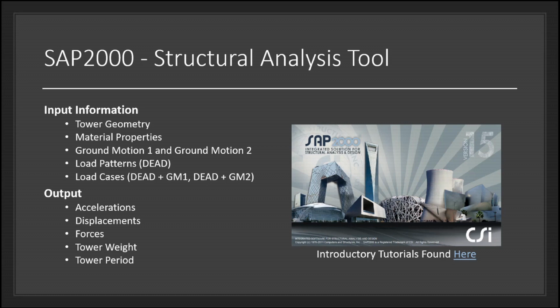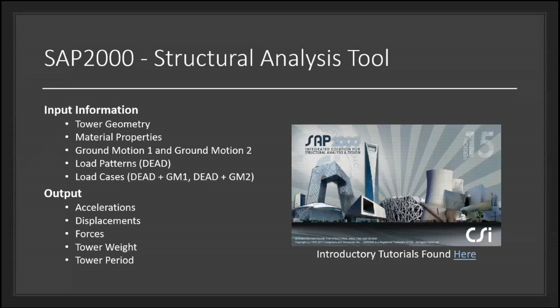So to get started, when starting a model in SAP for a tower, you need to define material properties and also draw in the geometry of the tower. So SAP 2000 allows you to define your own grid dimensions, and then you can draw using the multiple views that are available. And also you can put in your restrictions such as supports at the base of the tower to finish your model. You also need to input the ground motions. These are provided to us by the competition hosts.